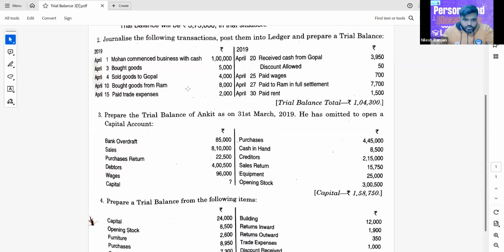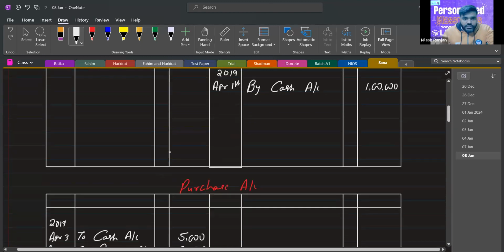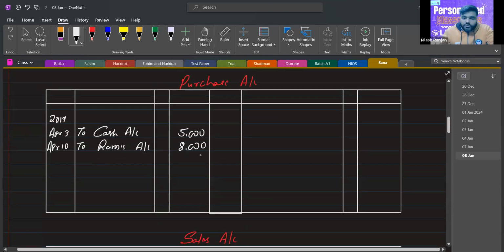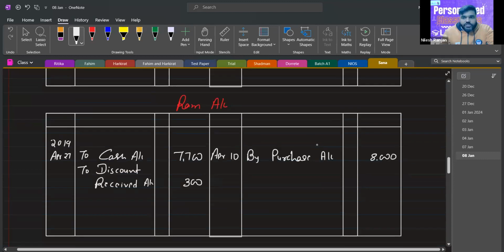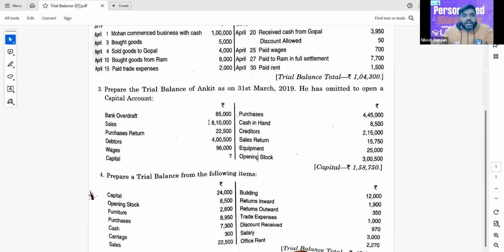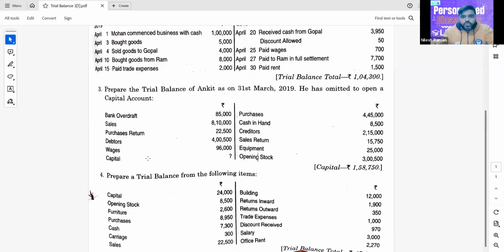Bought goods from Ram. So again, in purchase account, it will be to Ram's account 8,000. In Ram's account, it is by purchase 8,000. After that, paid trade expenses. So trade expenses account debit to cash account 2,000. In cash account, it will be on the credit side.